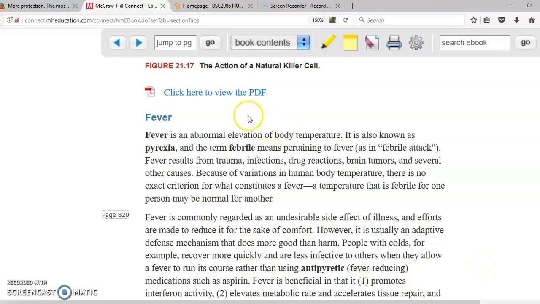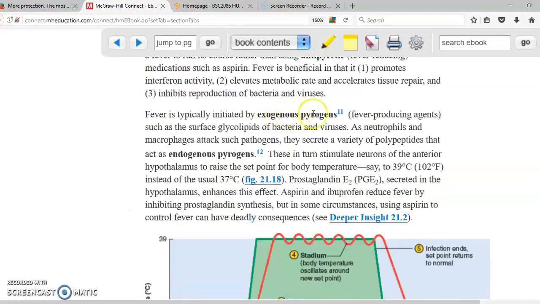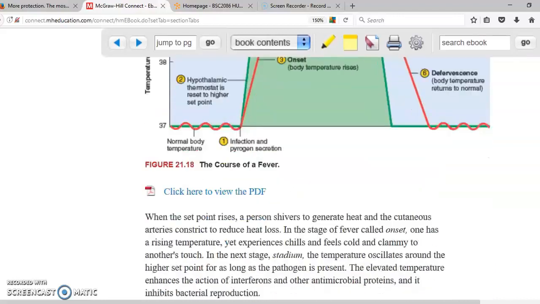Okay, the next topic is fever. Fever, obviously, we all know is just an increase of temperature. It's also known as pyrexia. Exogenous pyrogens are because of infection. Endogenous ones are, for example, prostaglandin, as you have in here.